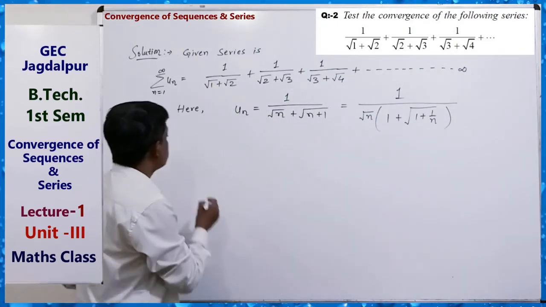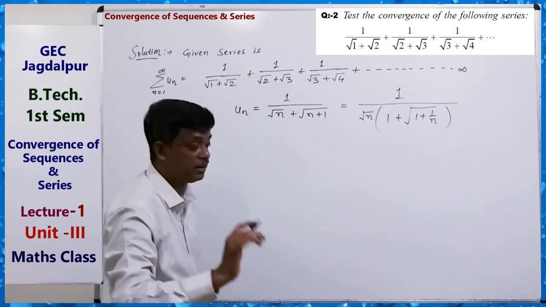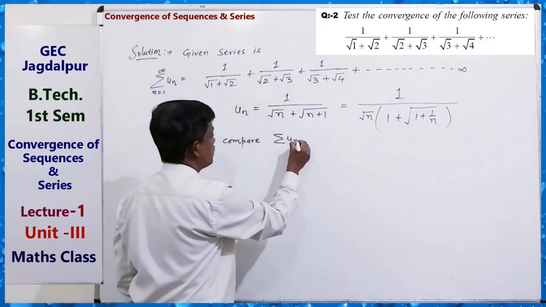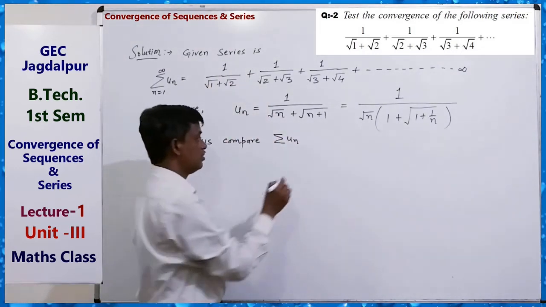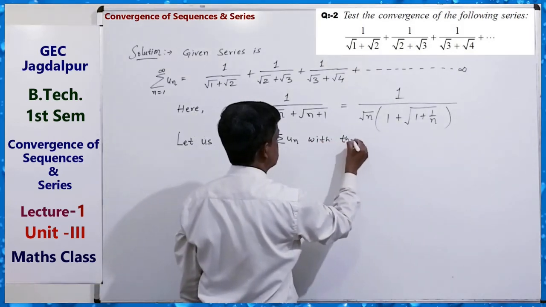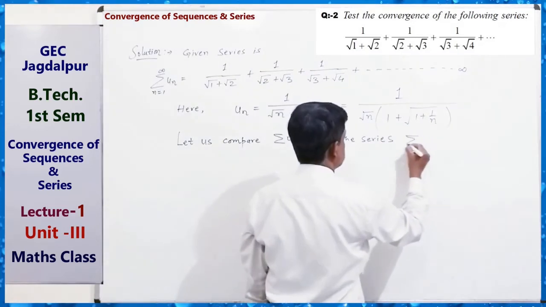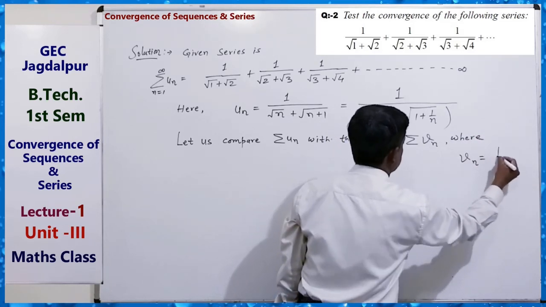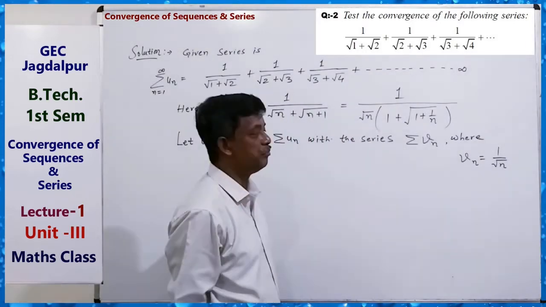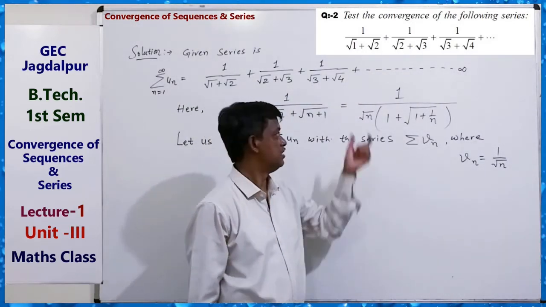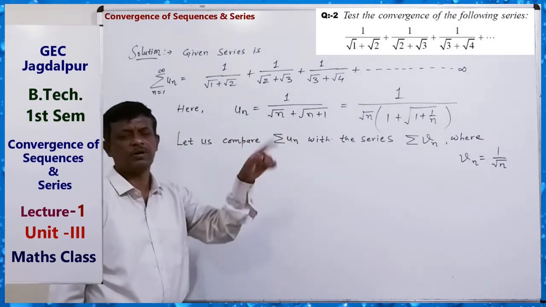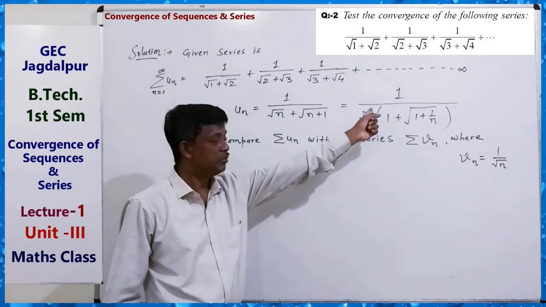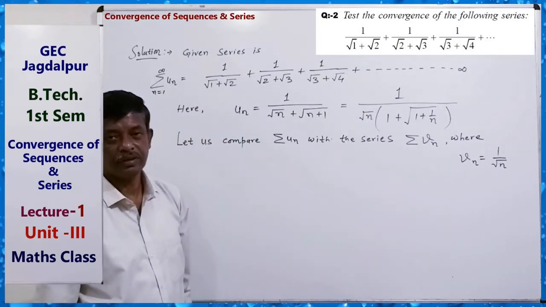So let us compare the given series summation un with the series summation Vn, where Vn equals 1 upon root n. This is the first part, with the least power of 1 upon n, power half. Let us compare this given series with the series where Vn is this.